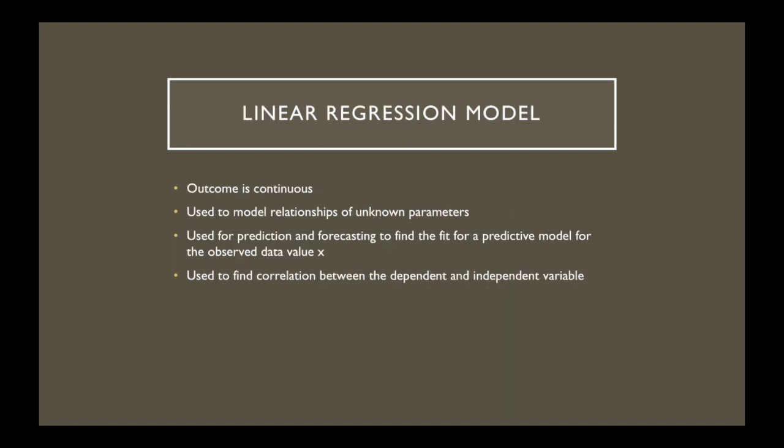The linear regression model is used for predicting and forecasting. It creates a predictive model to predict the observed data with unknown parameters. The outcome of a linear regression model is usually continuous. It can also be used to find correlation between dependent and independent variables.